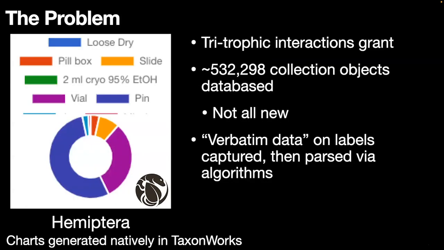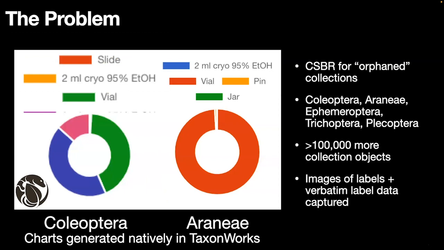The other problems were that we were still databasing a lot of things during this time. So we had a tritrophic interactions grant from NSF that databased about 532,000 collection objects, mostly Hemiptera, where they captured a lot of verbatim data and then parsed that via algorithms. We also had a collections in support of biological research grant for a lot of orphan collections that we took on at INHS, including some stuff from the Ohio Biological Survey, several smaller EPT orders, as well as the BD spider collection from Southern Illinois University. And this added another 100,000 more collection objects.